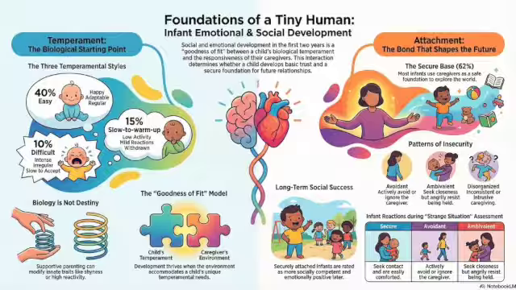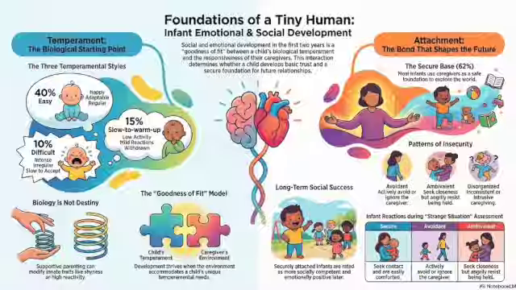Then you have insecure avoidant attachment, roughly 15%. Right. These babies don't seem to use the parent as a secure base. They generally aren't upset when the parent leaves, and they actively avoid or ignore the caregiver upon return. They treat the parent and the stranger pretty much the same way.